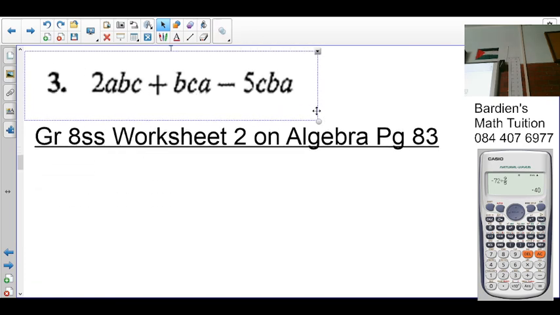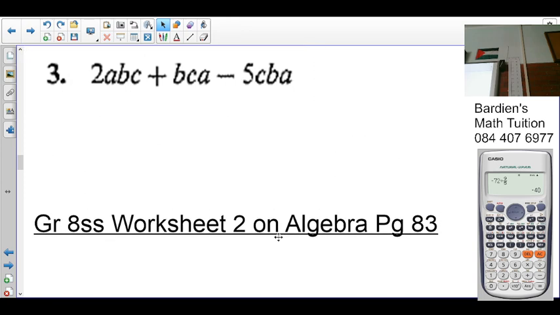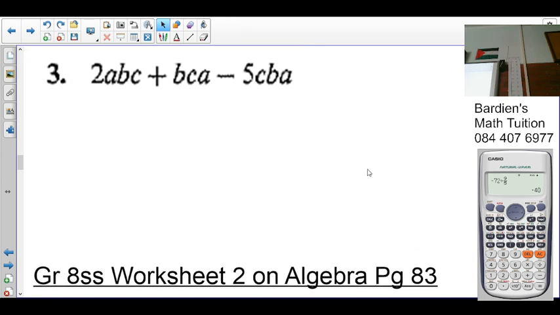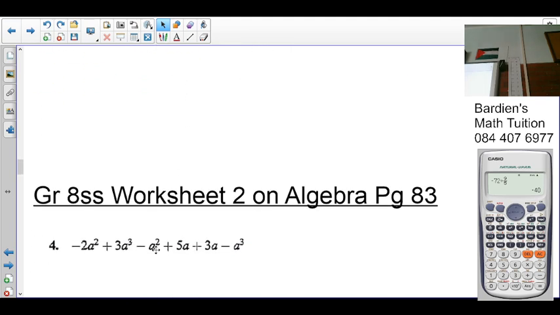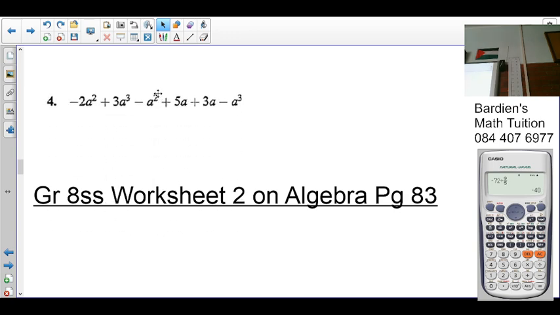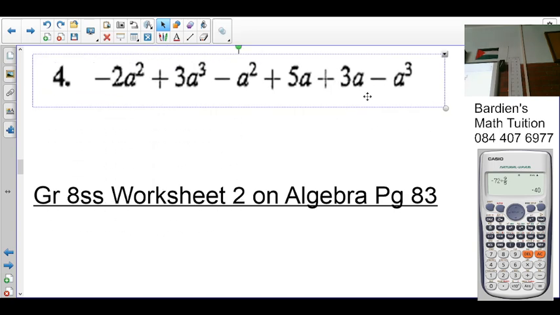Okay, number 3. Is 2abc the same as BCA, which is the same as, or like terms to CBA? Yes. Okay. So what is 2abc plus 1abc? 3abc. 3abc minus 5abc. Negative 2abc. You all agree with that? Any confusion there? Number 4.